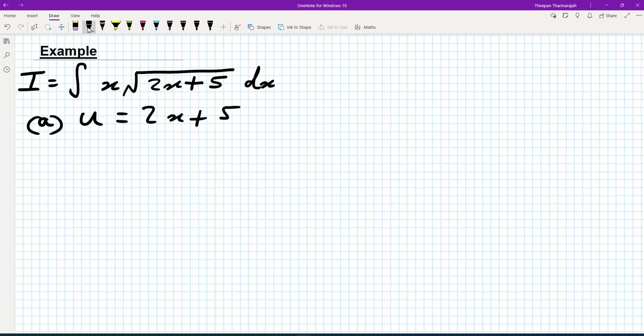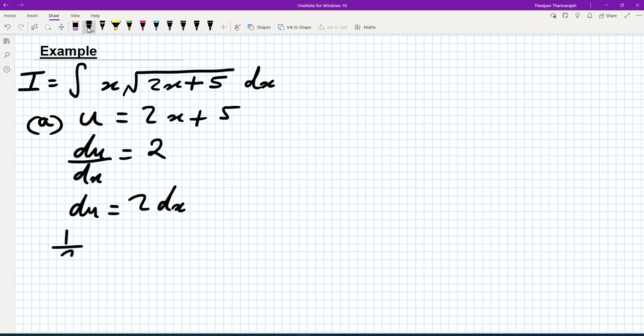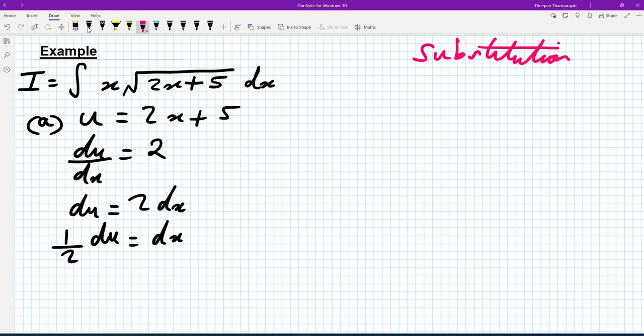So what we're going to do is find the derivative of this. So we can say du by dx is equal to 2. And therefore du is 2 times dx, and that a half du is equal to dx. So I can put a little subsection here called substitution and state exactly to the examiner what's going to be substituted.